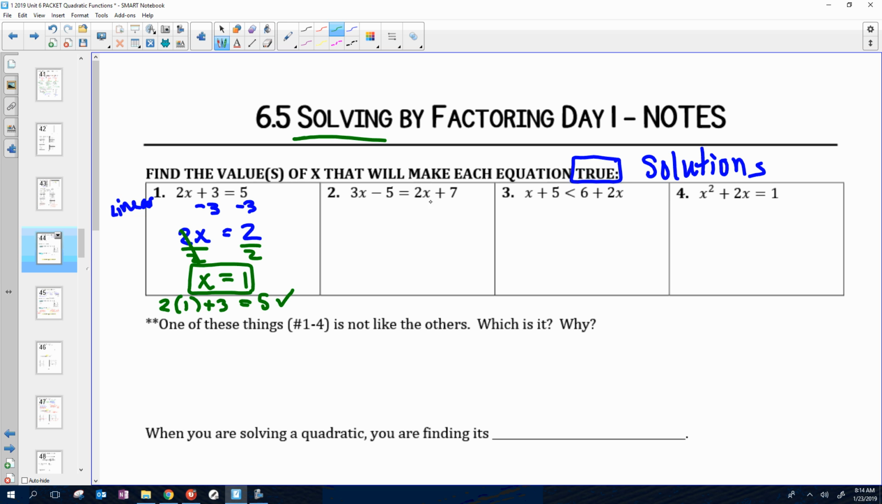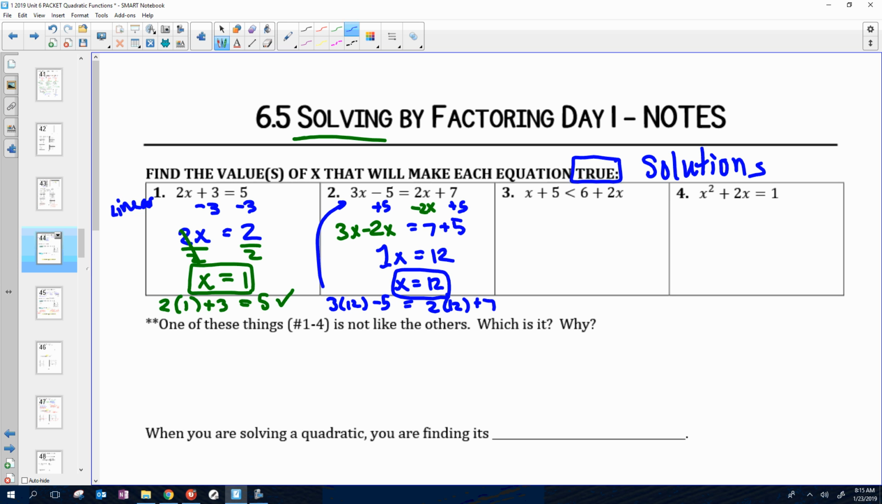Next question, I'm noticing x's on the left, numbers on the right. I'm noticing it's linear, so I'm going to subtract the 2x. So I have a 3x minus 2x. And at the same time, I'm going to add the 5. So on the other side, I have 7 plus 5. I'm sorting. 3x take away 2x is 1x, or just x. So the answer is x equals 12. Again, that is the answer that will make this equation true. If I check it, 3 times 12 minus 5 will be the same as 2 times 12 plus 7, just looking back at the original. That is true.